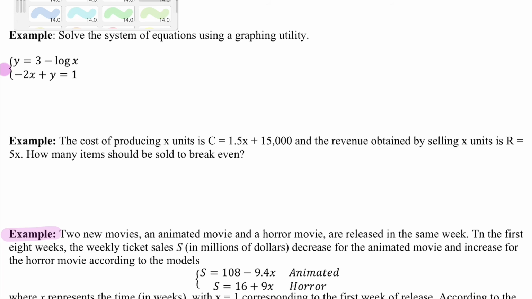The last equation that I'm going to go over is a word problem. The cost of producing x units is C equals 1.5x plus 15,000. And the revenue obtained by selling x units is R equals 5x. How many items should be sold to break even? So the main question here is break even. And so to break even, that means that the cost and the revenue have to be the same. So we're putting in as much as we're getting back. That means that I'm setting both of these equations equal to each other.